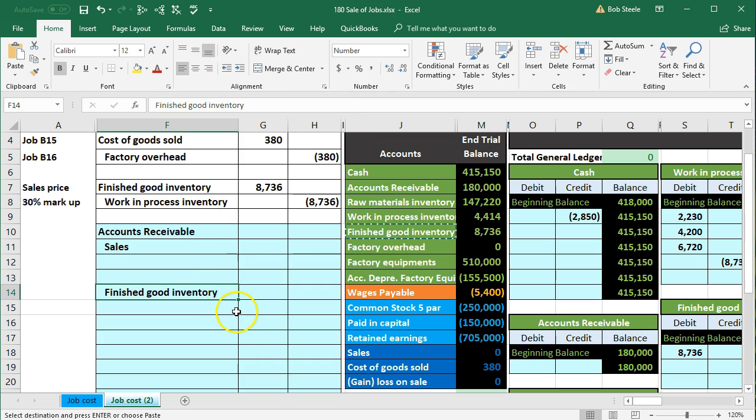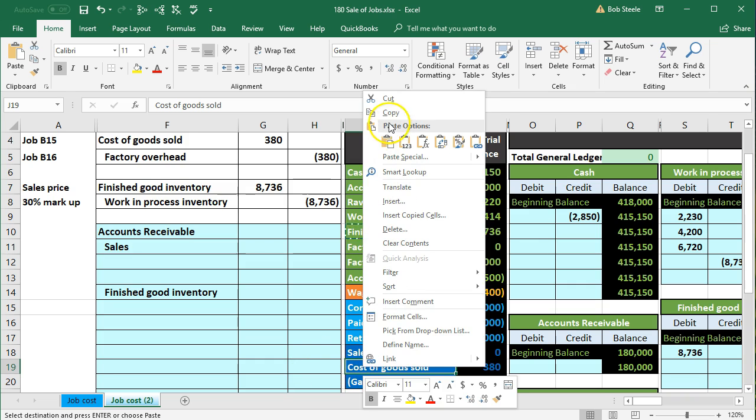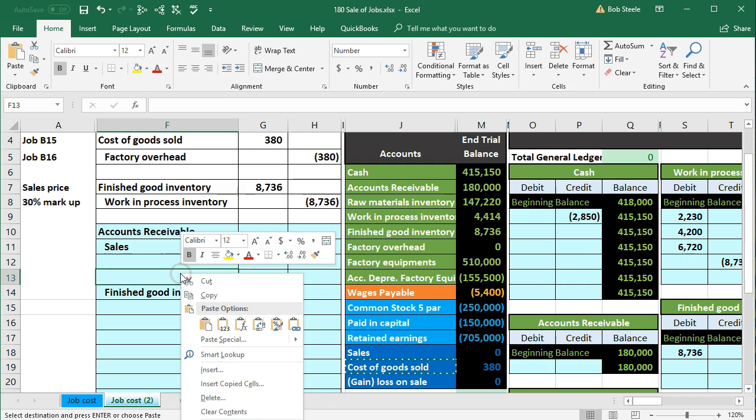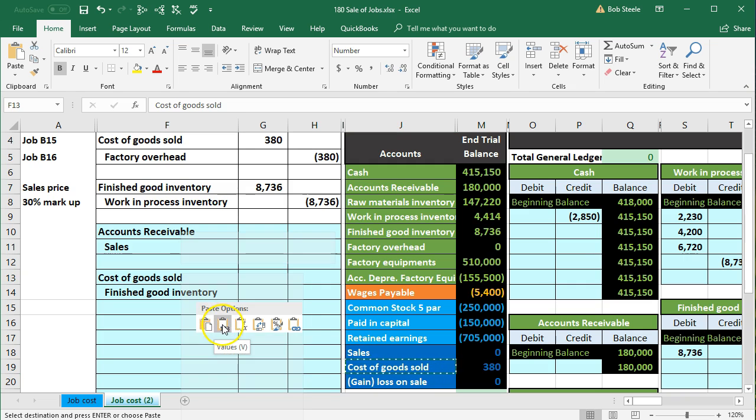And then the debit is going to go to the cost of goods sold. So that's an expense account. It's going to go up in the debit direction. I'm going to right click and copy that and put this in F13, right click and paste 1, 2, 3. So without the numbers here, this should still look familiar. Whenever we sell inventory on a perpetual system, this is what we have.